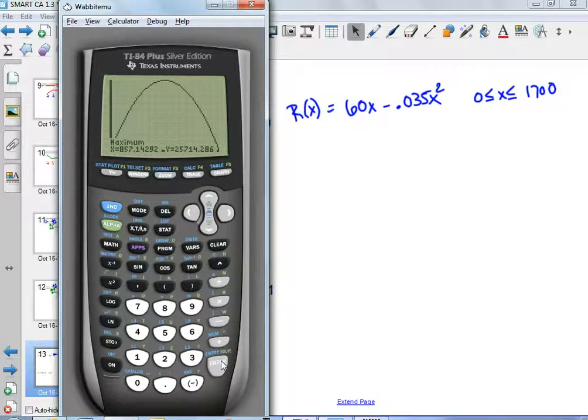And it gives you a maximum of 857 point whatever, and then 25,714.3. And the question is, what is the maximum profit? And find the number of car seats. So we got to figure out which one is which. Remember, X represents the number of car seats. So they should make 857 car seats, and their maximum profit is 25,714 roughly. It's an estimate, so we're going to estimate with our calculator.